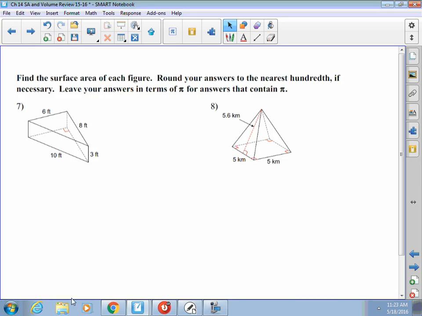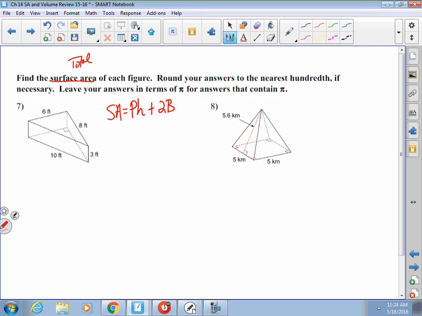You will have a question that says find the surface area. Whenever it asks you to find the surface area, that means the total. So first thing you have to do is give me the formula. Look on your formula chart, know what shape this is. It is a prism, triangular prism. Our formula for surface area of a prism is PH plus 2B. That's the first thing you're going to have to be able to give me to get a point.